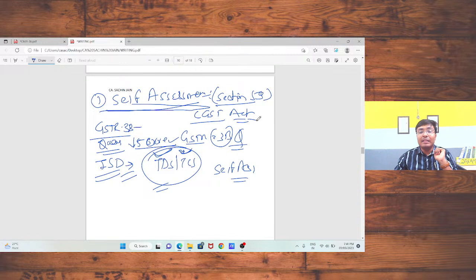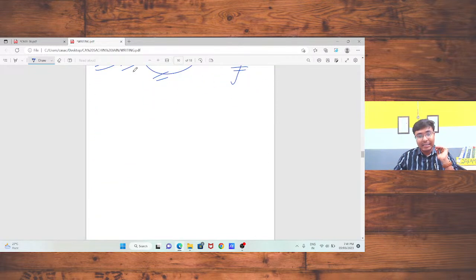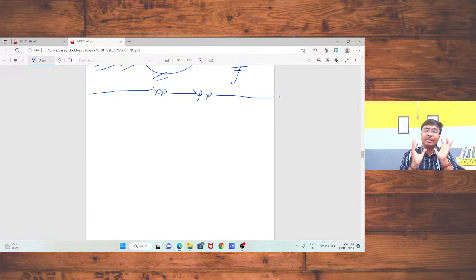Okay, so all these situations in which one can do the self assessment, the whole scheme is provided in section 39 of the CGST Act. So self assessment is okay. Then I am going to take the next type of assessment. Self assessment is completely based on your GSTR 3B return, or the returns in which you declare your outward supply and claim your input tax credit. That is the concept of self assessment tax.